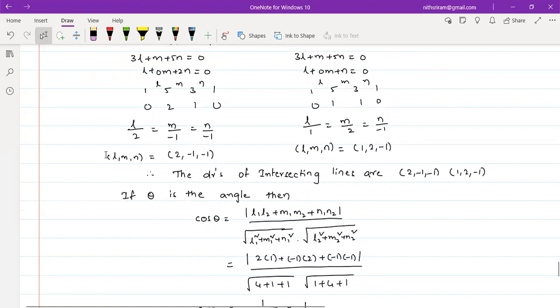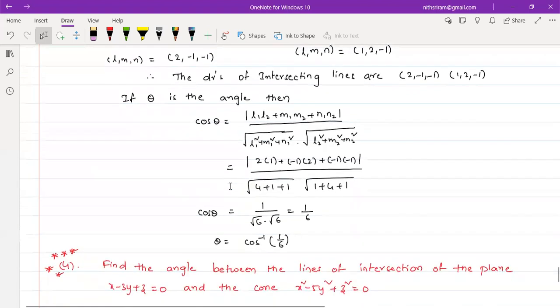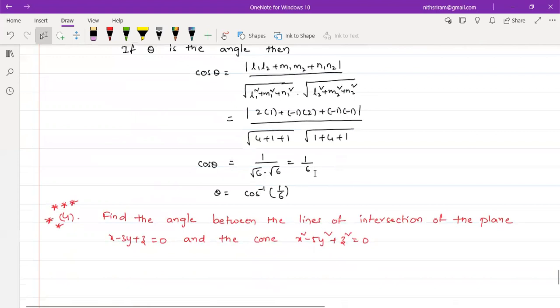Okay. And we know how to find the angle between two lines when we know the DRs. The formula for that is cos theta is equal to modulus of L1 L2 plus M1 M2 plus N1 N2 by root of L1 square plus M1 square plus N1 square into root of L2 square plus M2 square plus N2 square. So in this formula, if you substitute the values and on simplification, we get cos theta is equal to 1 by 6, and theta is equal to cos inverse 1 by 6.